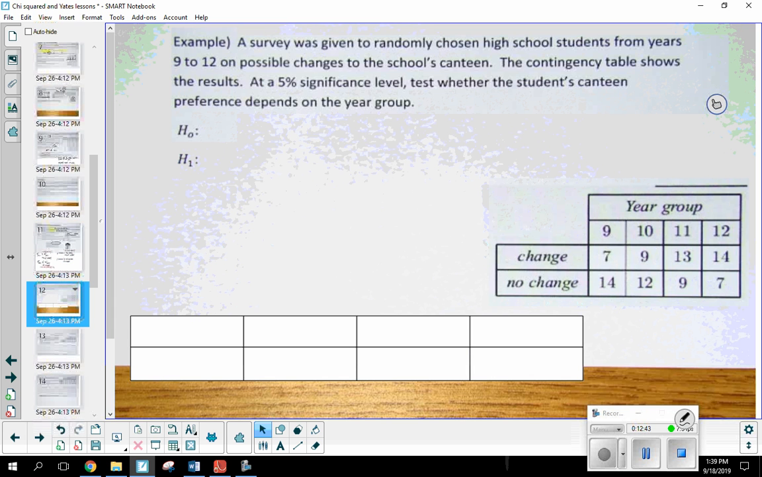Here's an example. Let's do all this on the calculator. It says a survey was given to randomly chosen high school students from years 9 to 12 on possible changes to the school's canteen.